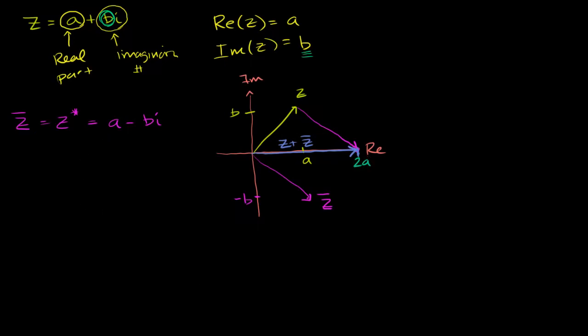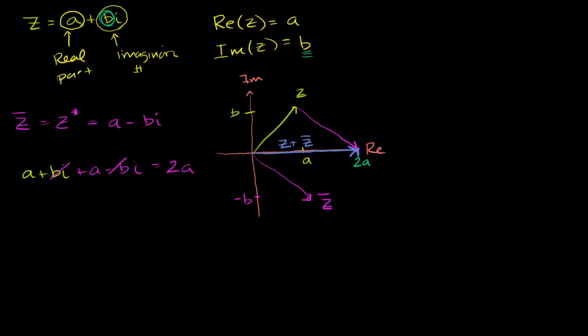And we could do that algebraically. If we were to add z, that's a plus bi, to its conjugate, so plus a minus bi, what are we going to get? These two guys cancel out. We're just going to have 2a.